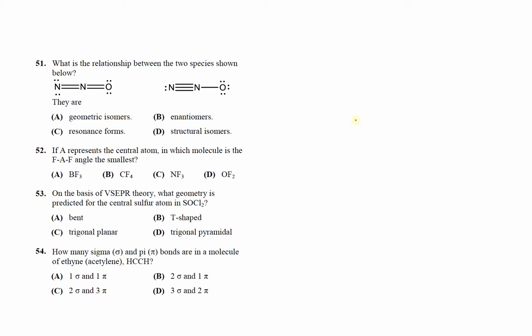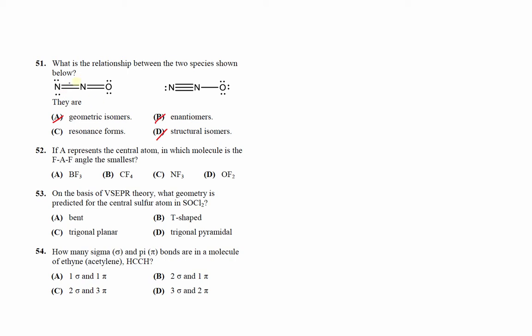51. What's the relationship between the two species shown below? Okay, if you know the isomers, or three different types of isomers, you can eliminate A, B, and D. The isomers have the same compound, just like you see the N2O and N2O, but they have a different arrangement of atoms.